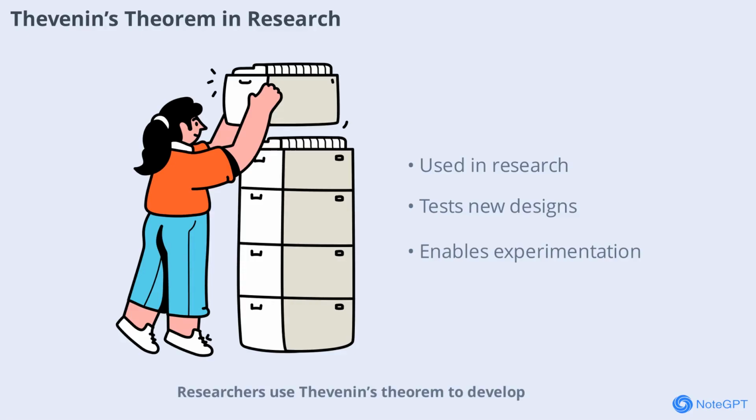Researchers use Thevenin's theorem to develop new circuit designs and test innovative ideas. By simplifying complex networks, they can focus on the effects of specific components or configurations. This makes it easier to experiment and discover new solutions to engineering challenges.